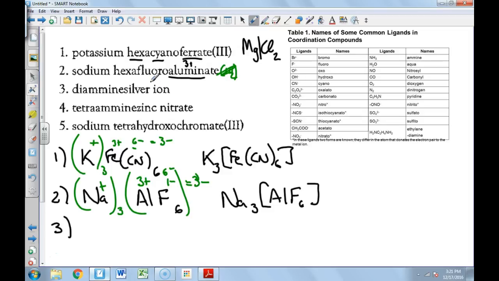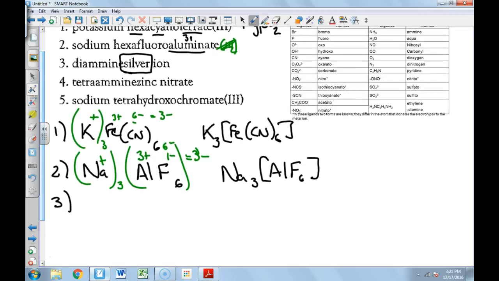This is the diamine silver ion. Okay, so quick question, positive or negative ion? It's the positive ion because we didn't have to manipulate the name anyway. The name, if it were the negative ion, this would be argentate. We use the Latin name when it's the negative. But since it's just silver, since it's the actual American name, we know it's the positive side.